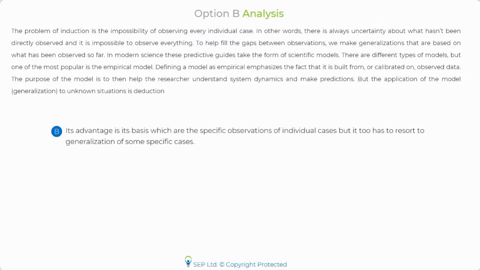Okay. So its advantage here will refer to the advantage of induction, because the question was, what is the problem of induction? So it refers to induction. Okay. So induction's advantage is its basis. And what is the basis of induction? Which are the specific observations of individual cases. Yes, this is the advantage, definitely. You are observing individual cases. That is one part of it.